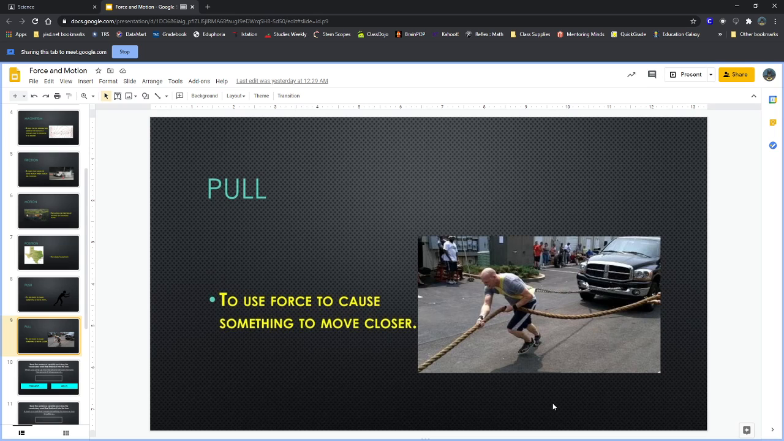Another example of a pull would be when you put on your jacket or you put on your clothes in the morning. You pull them on because you're getting them closer to you.